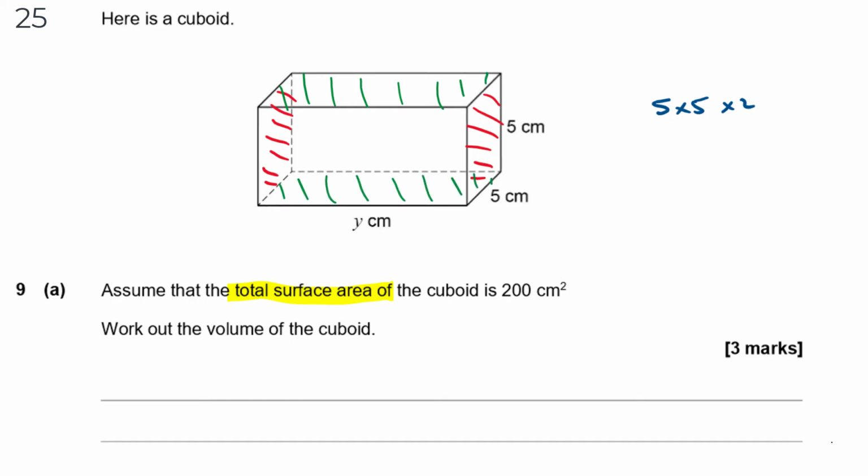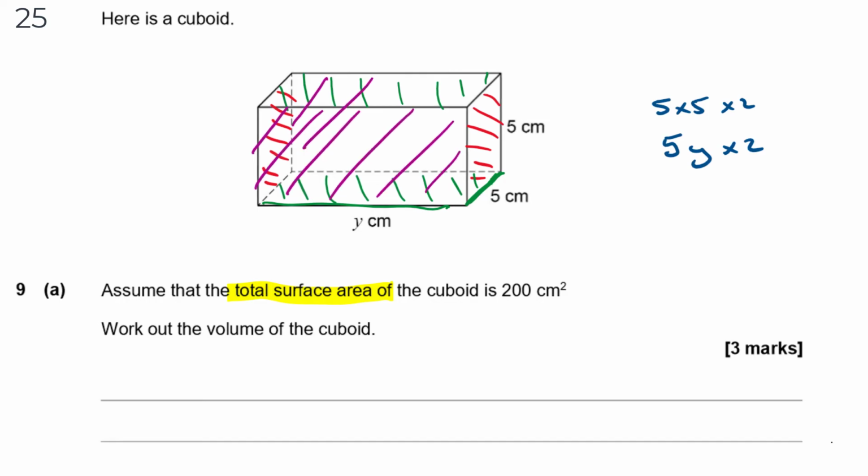Now that is going to have a side of 5 and y. So if I multiply those together, I'm going to get 5y. Okay, so I've got 5y for the top and 5y for the bottom. So I've got 2 of those, haven't I? I've got 5y times 2. What about the front and the back face? Now again, the front and the back, this face here and the back one, okay, are going to be 5 times y again.